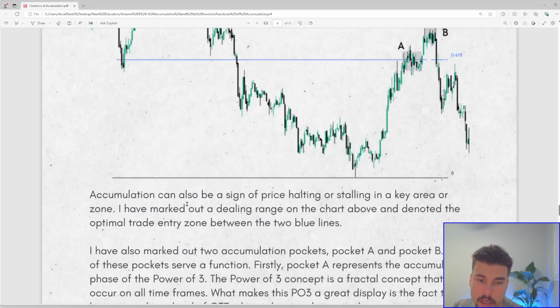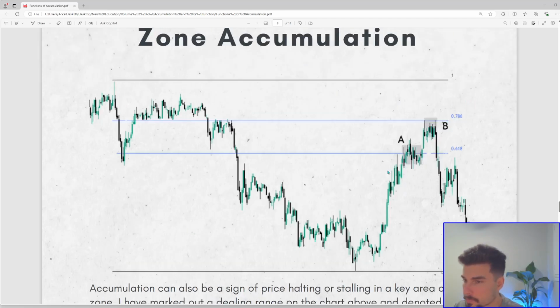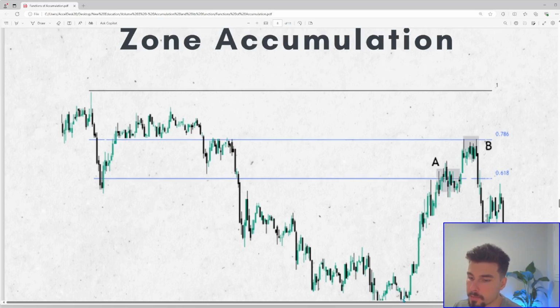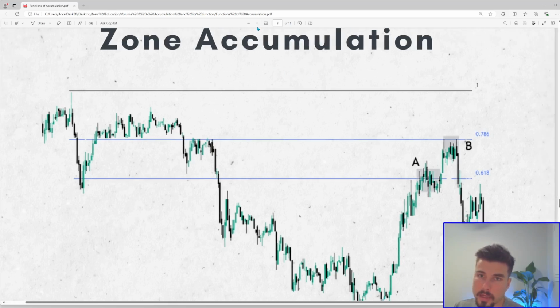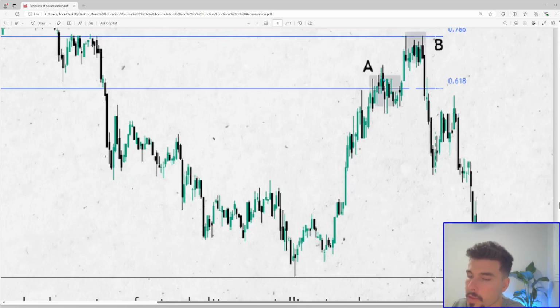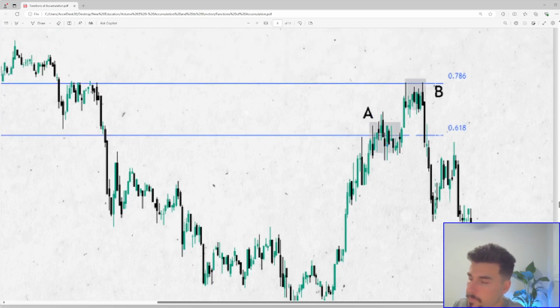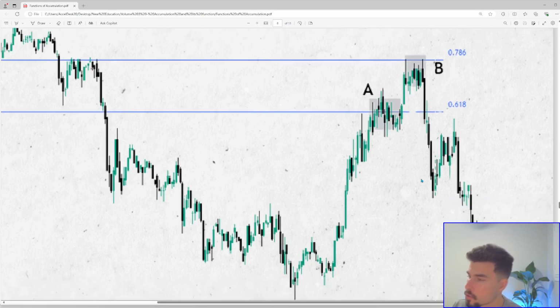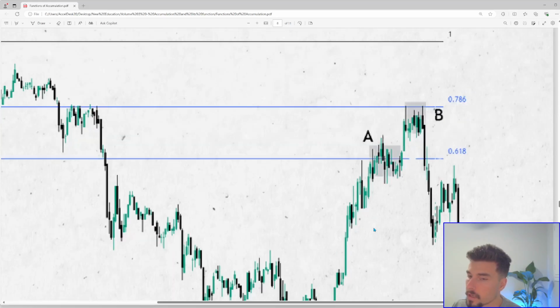Now, looking at price action, I've marked out a dealing range on the chart, and I've denoted the optimal trade entry zone between these two blue lines. First accumulation pocket I want to mention is accumulation pocket A, and I'm going to zoom in and just go across for you guys. Accumulation pocket A. This represents the accumulation for the power of three. So accumulation, manipulation, distribution. Where do we distribute to? Sell side, right? Accumulation, manipulation, distribution.